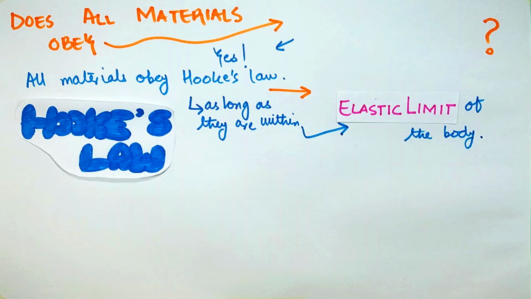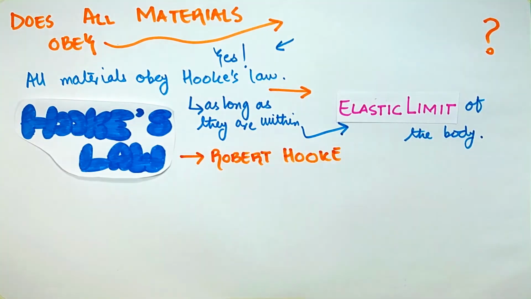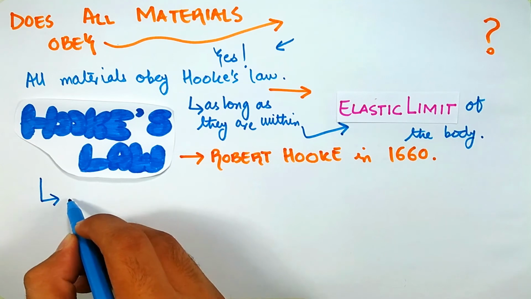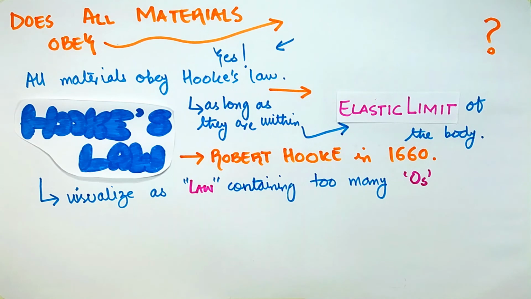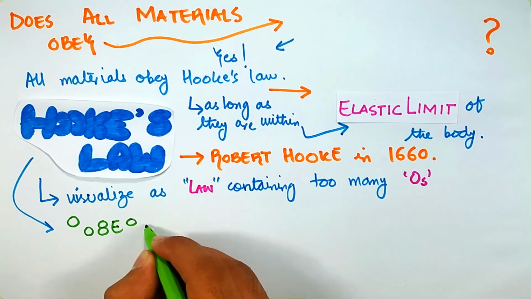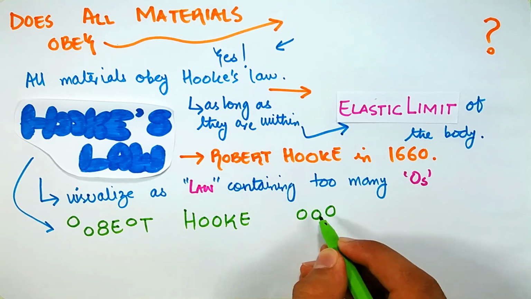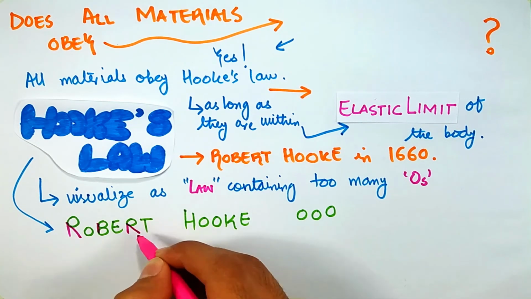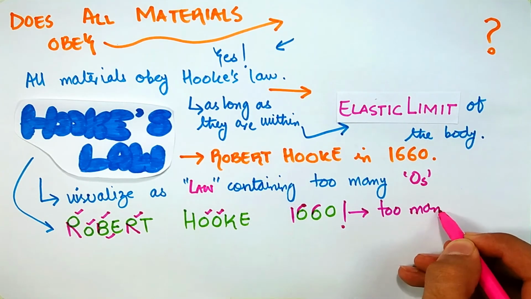Smart end. I want you to visualize Hooke's law in the following manner. As we have stated earlier, Hooke's law was stated by Robert Hooke in 1660. As you write Robert Hooke in 1660, you can see that there are too many O's present in this short phrase. Now, if you visualize this law as a law which contains too many O's, you can certainly remember which scientist stated this law and in which year it was stated. The double O in Hooke and the double O of 6 in 1660 help you remember that it is a law containing too many O's.